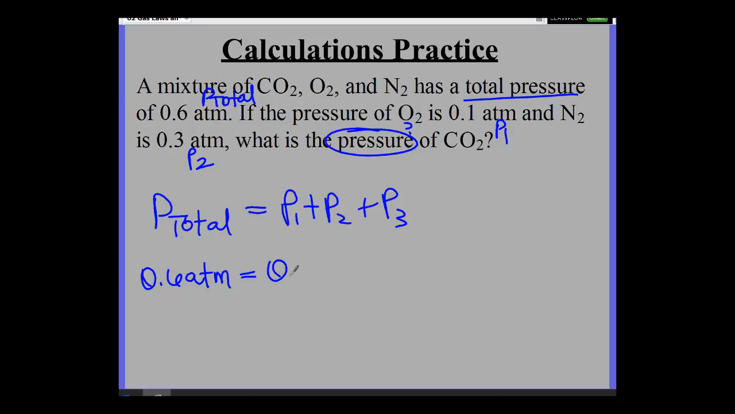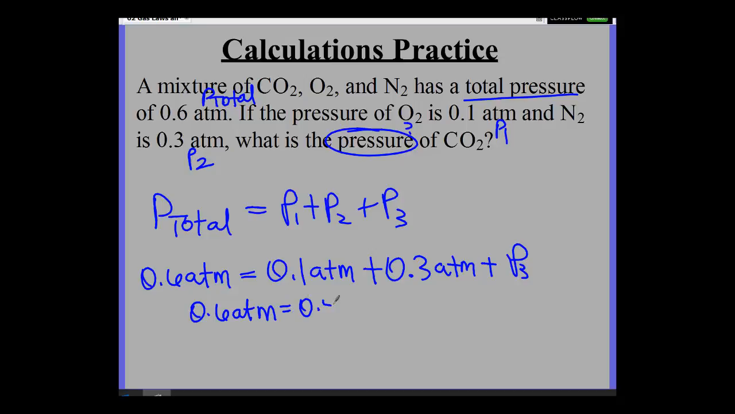So we have 0.1 plus 0.3 plus the one we don't know. So we don't just add them all together. How can I solve for the one I don't know? So add these two first. And then I can subtract.